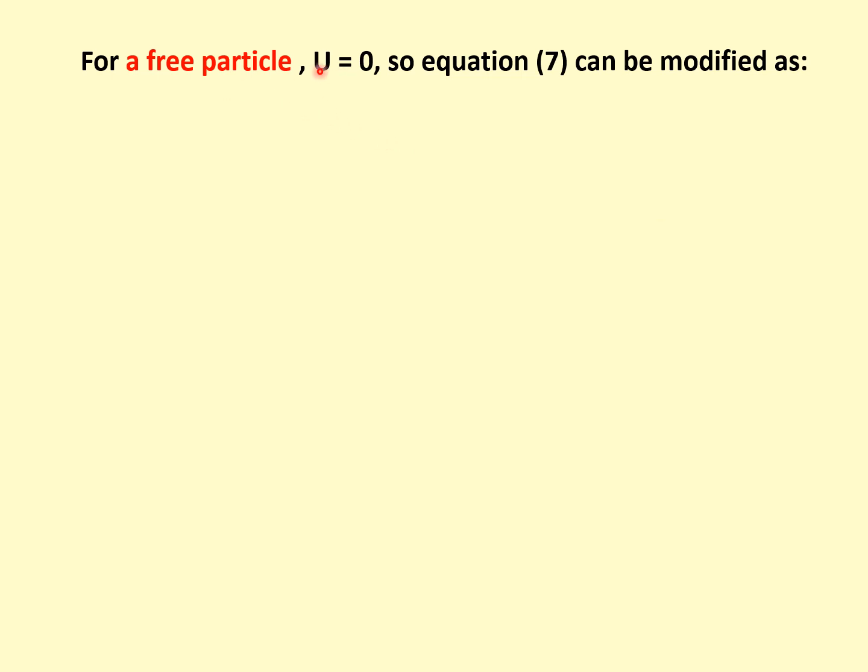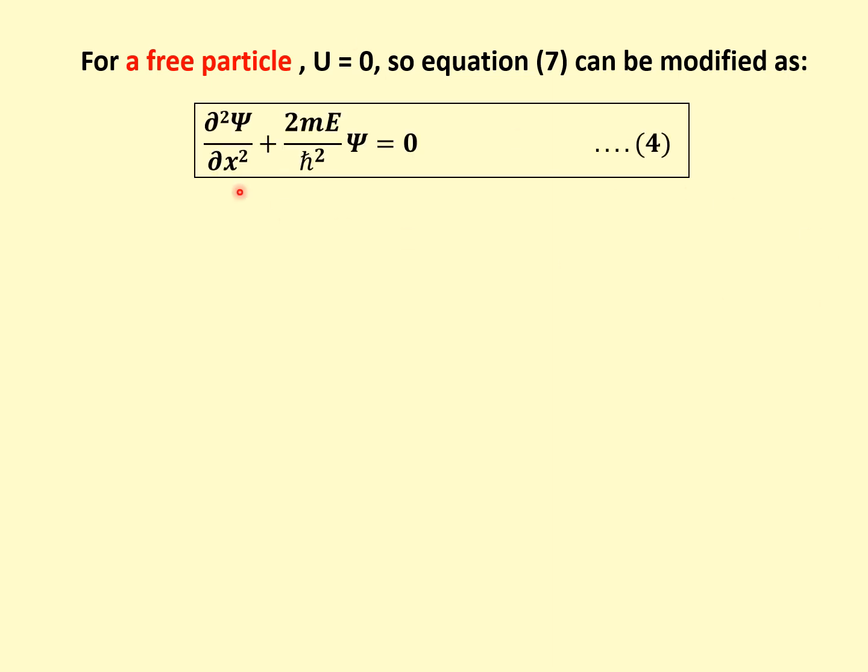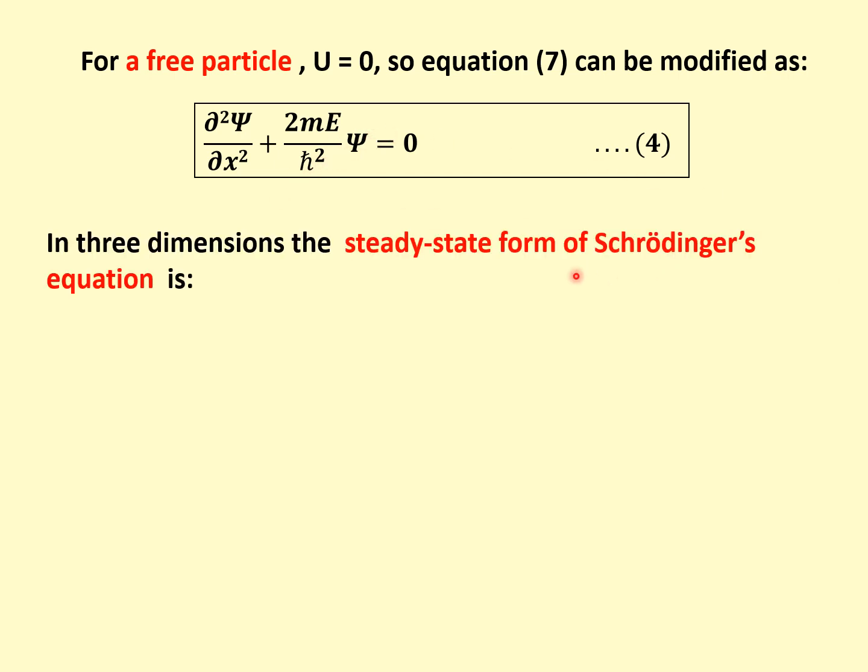And for a free particle, this potential energy U or V equals 0. So this last equation becomes ∂²ψ/∂x² + (2mE/ħ²)ψ = 0. This is the steady state form of the Schrodinger equation for a free particle.